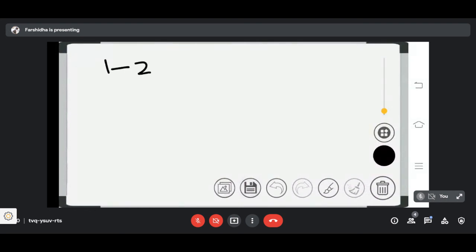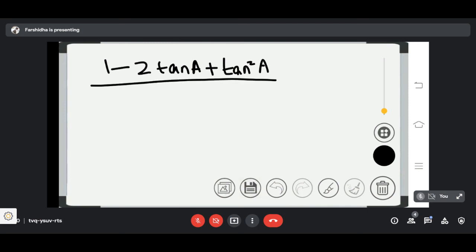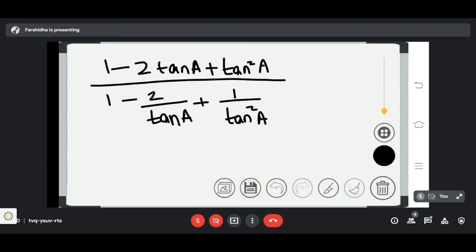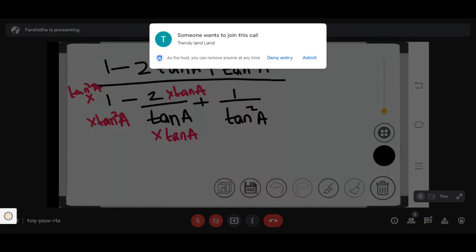1 square means you can write 1 minus 2 tan A plus tan square A, divided by 1 minus 2 by tan A, 2 into 1 by tan A you can write as 2 by tan A, plus 1 by tan square A. Now making the denominator the same. Here it is tan square A. I need to make all the denominators in terms of tan square A. So I'm multiplying here by tan A, here by tan square A, to make the denominator tan square A.